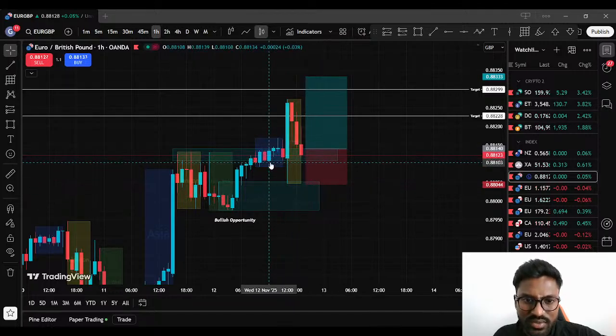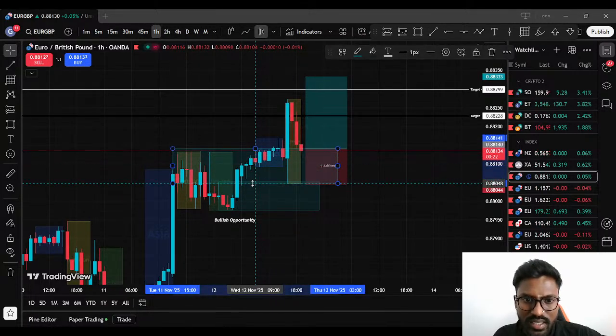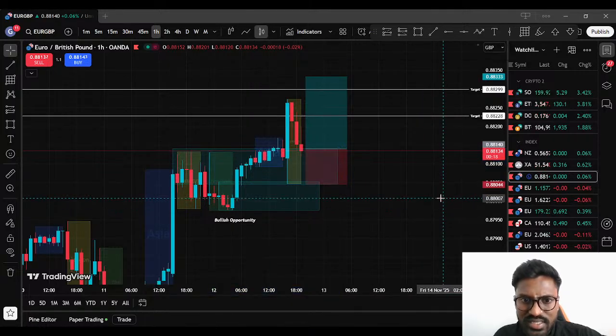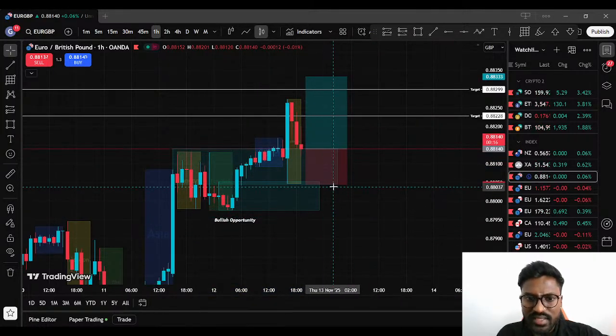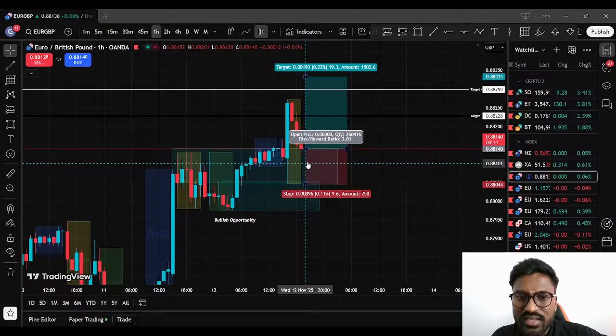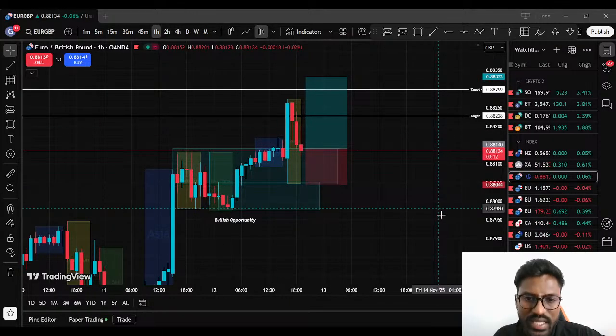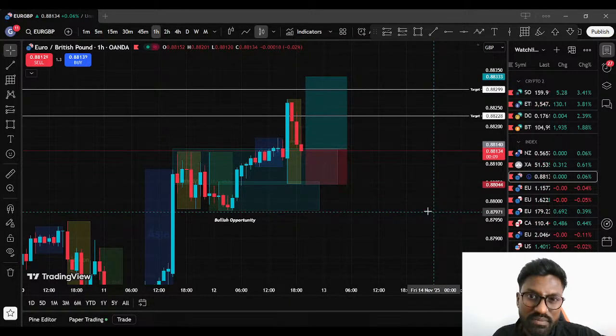Actually, I don't know why this zone is so small. I think I accidentally moved my mouse before I started the live stream. It's actually here. Yeah, correct. Oh, my SL is here. It doesn't make sense. Okay, so this is the zone now. So we do have quite a bit of space for how price can potentially play out.